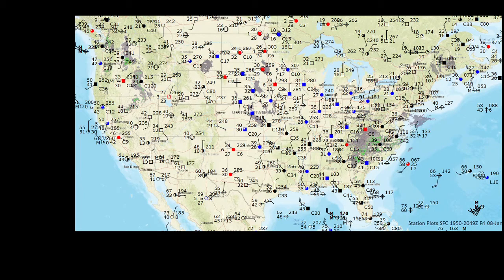The red plots are IFR conditions, which means visibility is less than 1 mile, or the ceiling is less than 1,000 feet. The blue is marginal VFR, where the ceilings are anywhere from 1,000 to 3,000 feet, or visibility is 1 to 3 miles. And then the black plots are just VFR conditions. That means the ceiling's above 3,000 feet and the visibility is above 3 miles. So just based on this, you can see where the precipitation is on the radar. It looks like light snow there, according to the weather symbol at that weather station.